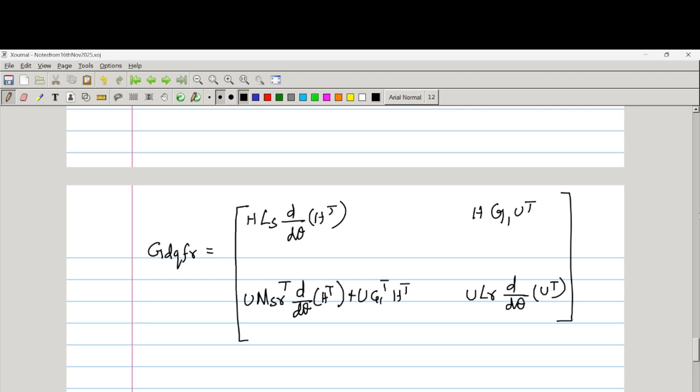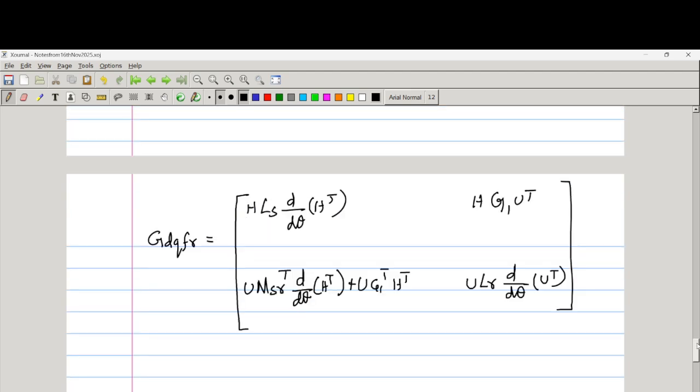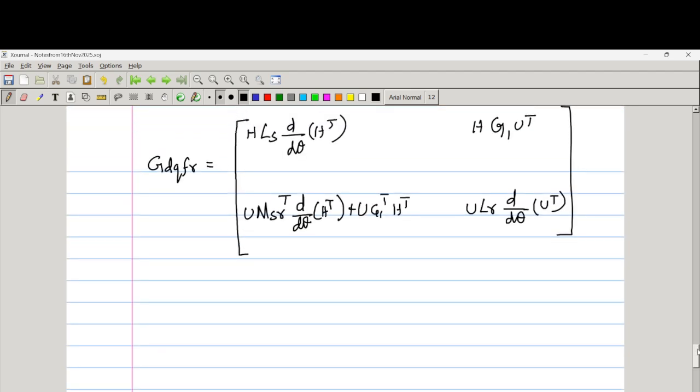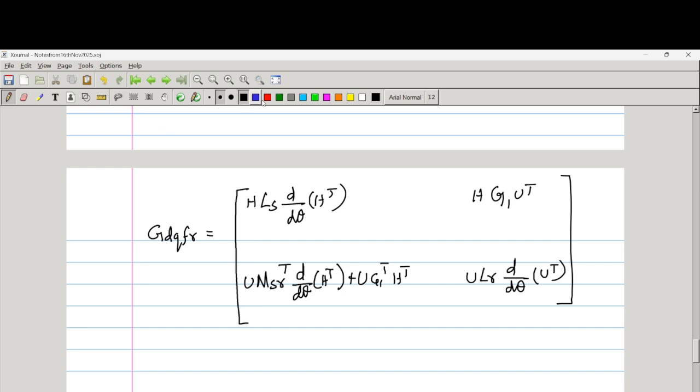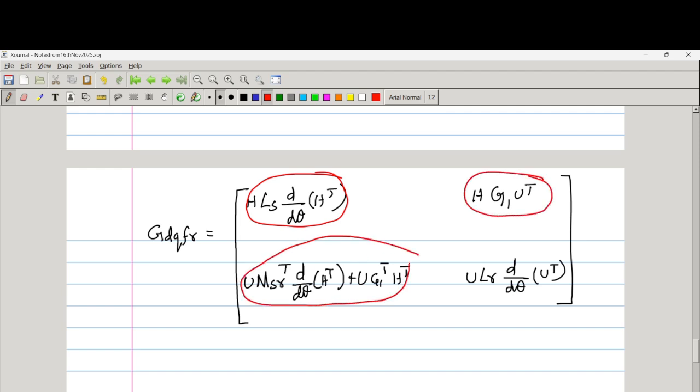Then finally we have to calculate individually the values of H LS, what is the value, then what is meant by H G1 U transpose, what is meant by these values and these values, and finally we have to substitute.